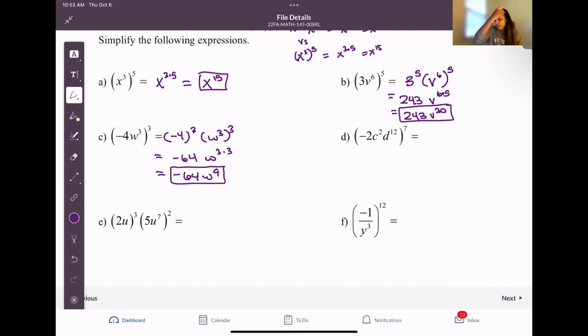Then let's keep rolling. For part D, we have (-2 c squared d to the 12th) all to the 7th power. So we're going to have to raise each of those terms to the 7th power: -2 to the 7th power times c squared to the 7th power times d to the 12th to the 7th power. All right, -2 to the 6th is 64. What's 64 times 2? 128. So -2 to the 7th will be -128.